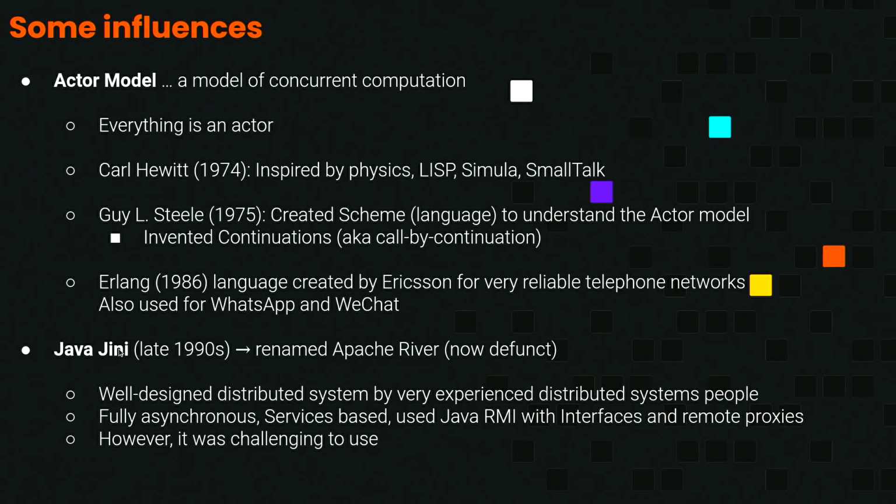So there's been lots of influences. One is the actor model. It's a model for doing concurrent computation with distributed systems. Everything is an actor. It was created back in '74, and Guy Steele was curious about whether it could actually be not just theory but work, and he invented Scheme specifically, and for other reasons as well, to test out the actor model, and along the way invented call by continuations. And I think he's probably like 21 or something like that. It's a bit scary.